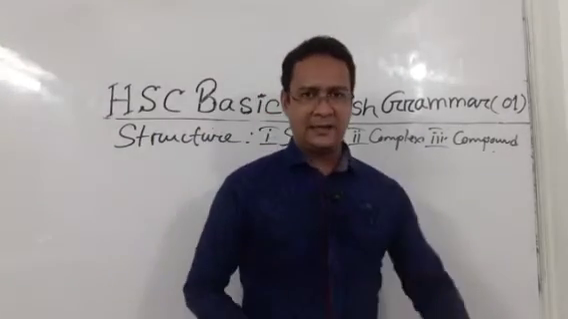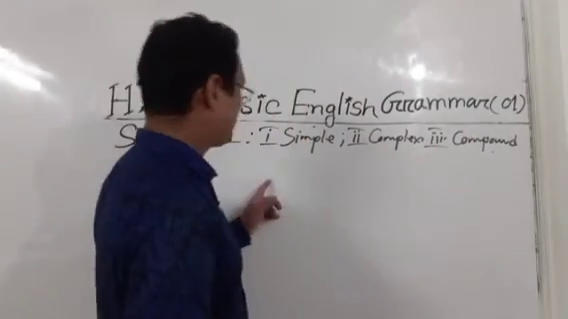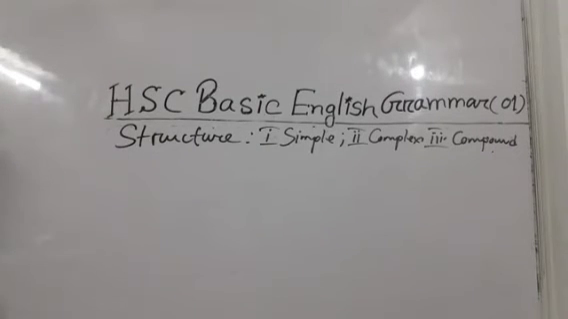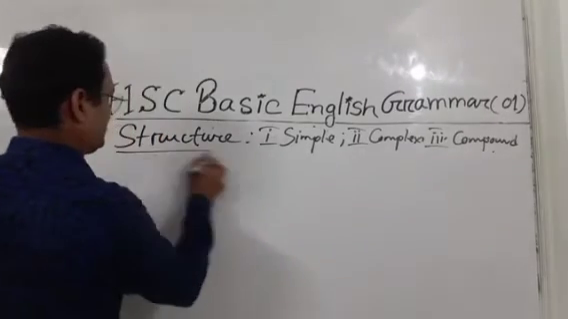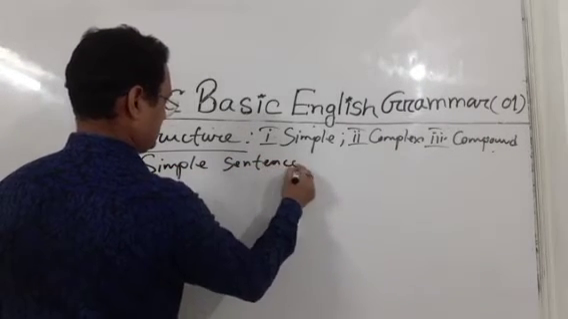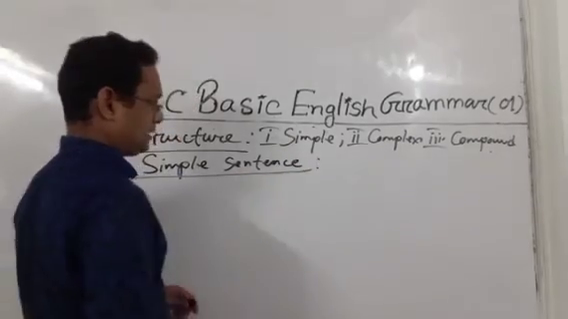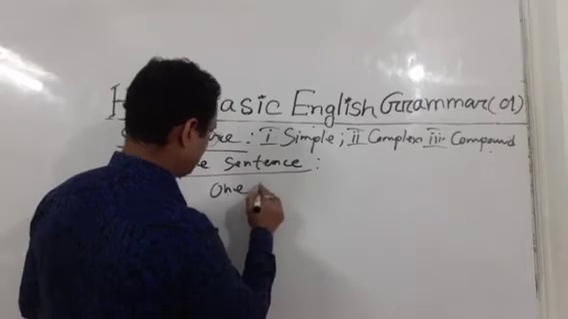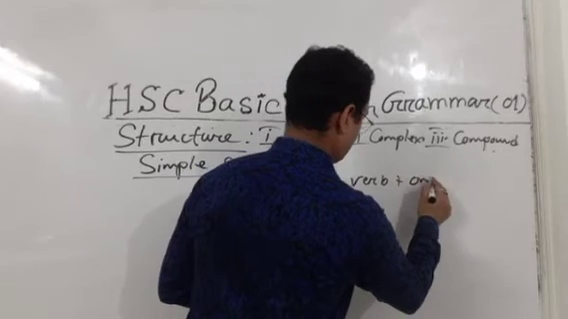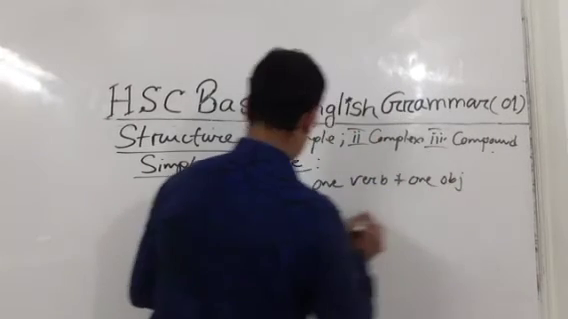Okay, students, in my very next class, I will discuss the simple, complex, compound. I can also discuss it today. Okay, let's discuss this today. A simple sentence. What do you know about simple sentence? Do you have any idea about simple sentence? One subject, one verb, and one object. Okay, these are the structure of simple sentence.